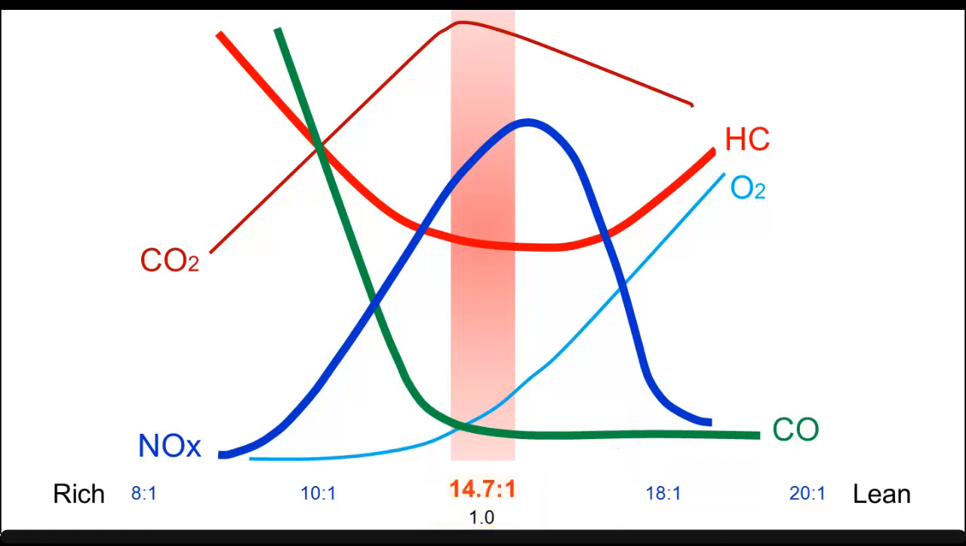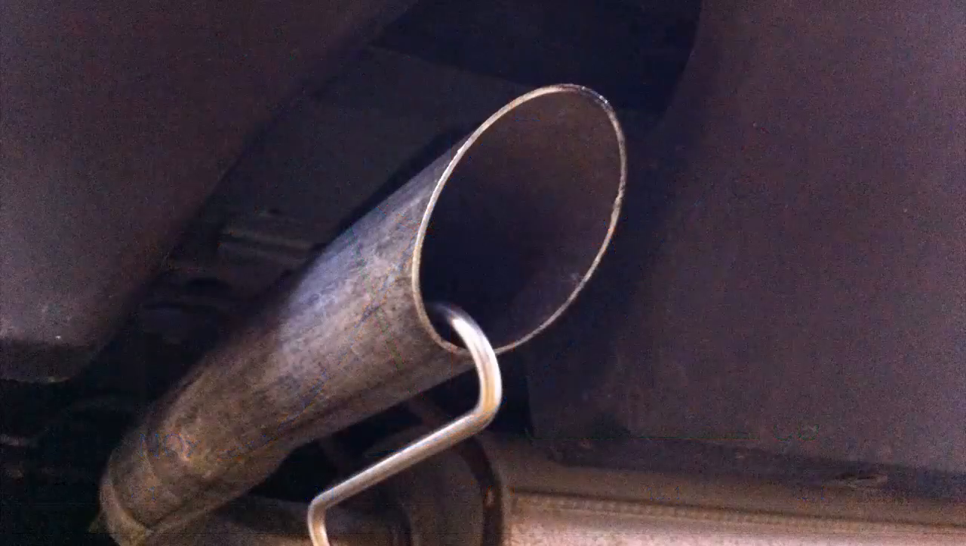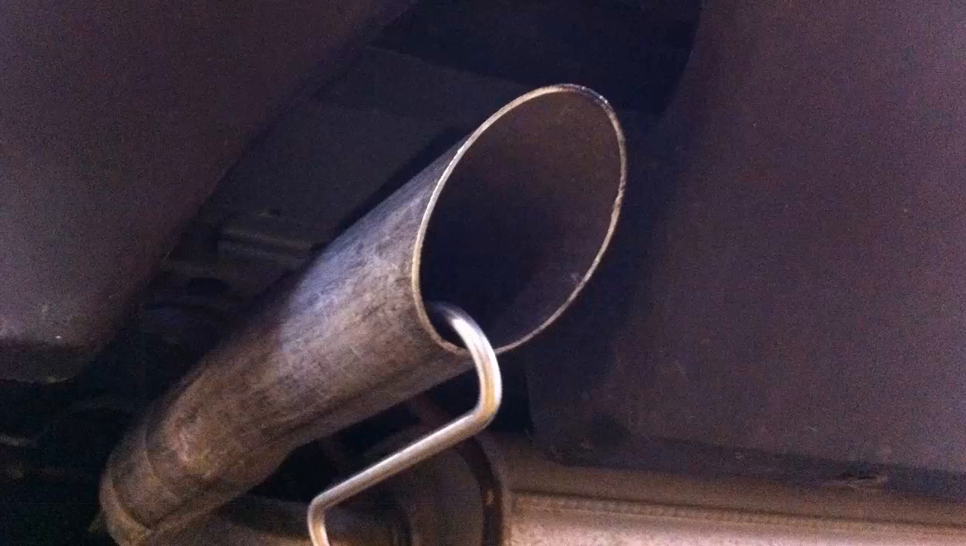Pre-cat emissions are very useful, but tailpipe emissions are far easier to sample. The challenge here is that catalytic converter operation can mask smaller engine controls problems.